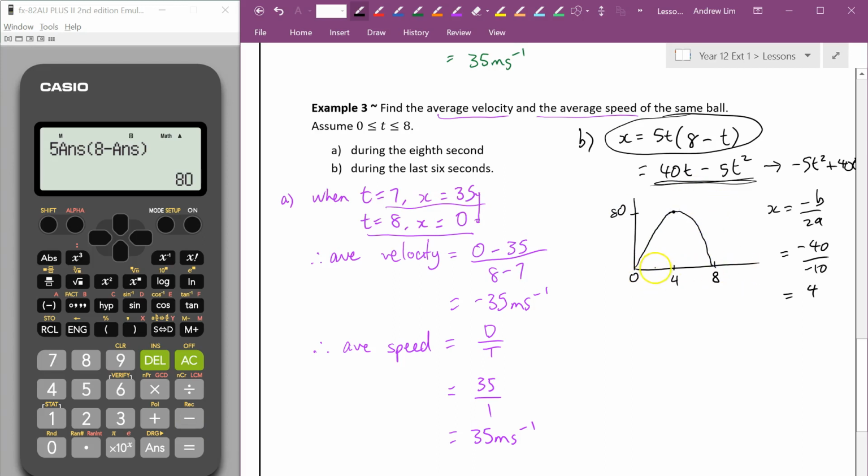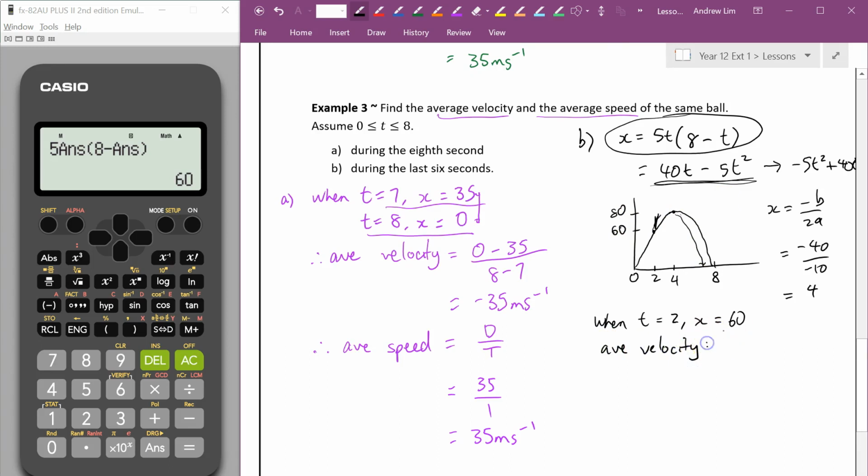So it's going to look something like that. During the last 6 seconds, we need to work out t equals 2. When t is 2, x is equal to 60. So that means we can see here that it's moving up 20 meters, from 60 to 80, and then it's going down 80 meters. That'll be important for speed. But when we're working out velocity, it's exactly the same thing.